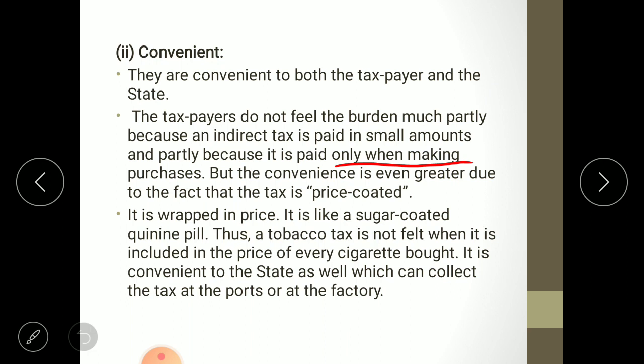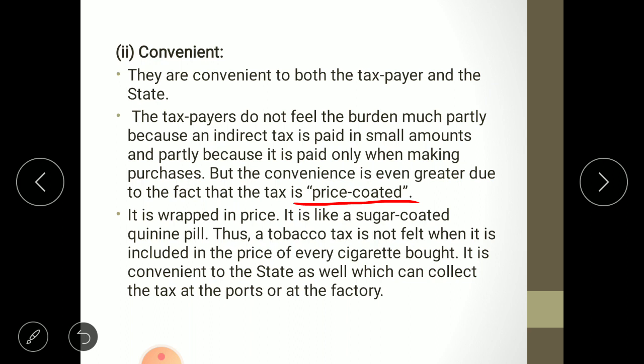And the third reason, the convenience is even greater due to the fact that tax is price quoted. Price quoted simply means that tax is not known to the public. Public is paying the tax, but the tax is price quoted. So when we are making payment, we don't feel that we are making payment of taxes. So it doesn't pinch us. Unknowingly we are making the payment. So in the unknown, there is a convenience.